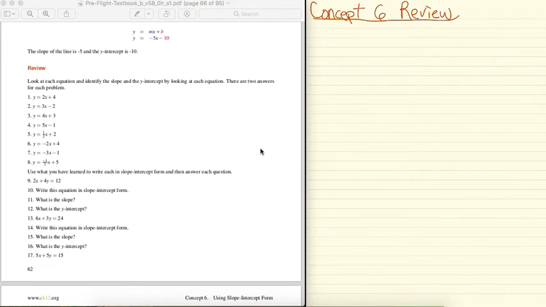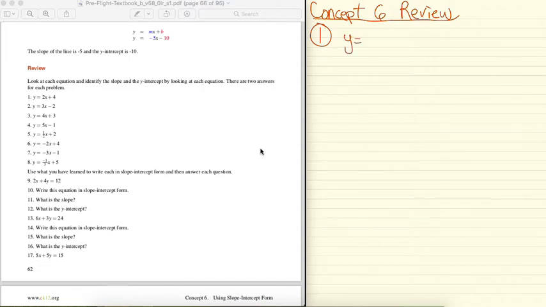So the directions say to look at each equation and identify the slope and the y-intercept below. By looking at each equation, there are two answers for each problem. It's saying that there are two answers for each problem because it wants you to give the slope and the y-intercept. So let's take a look at problem number 1.